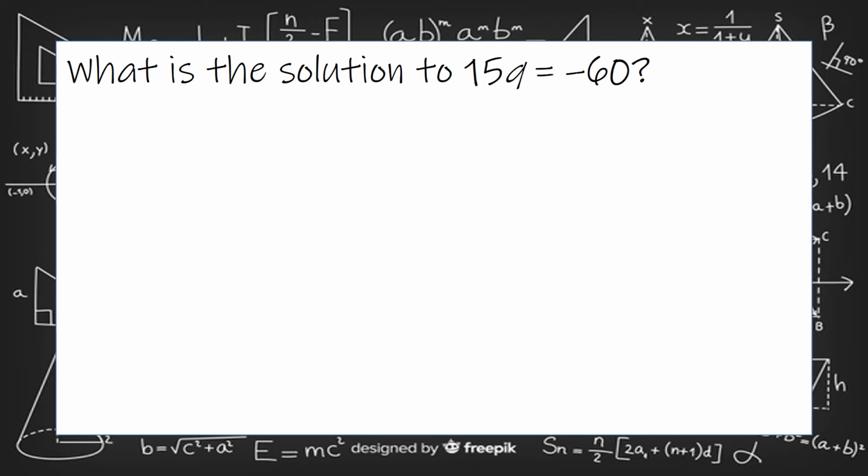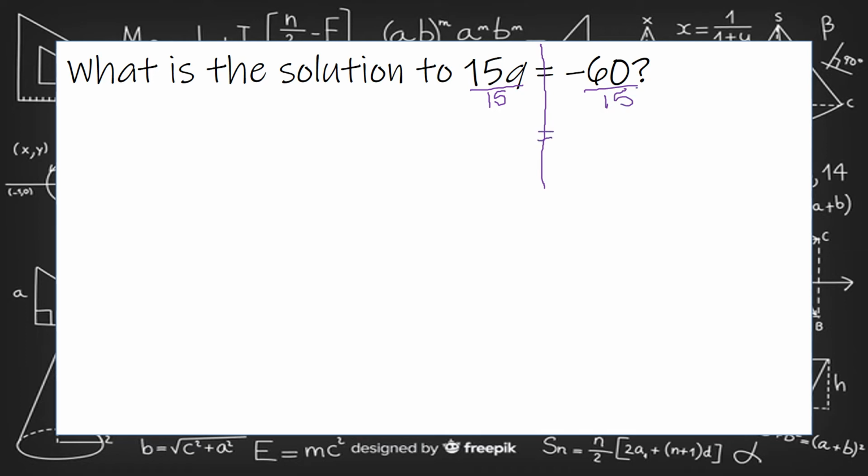15q equals negative 60. So I'm going to draw my line through my equal sign. And 15 is being multiplied by q. So I need to undo that. And the way I undo multiplication is by doing the opposite, which is division. So I'm going to divide the left side by 15 and also the right side by 15. Bring my equal sign down.